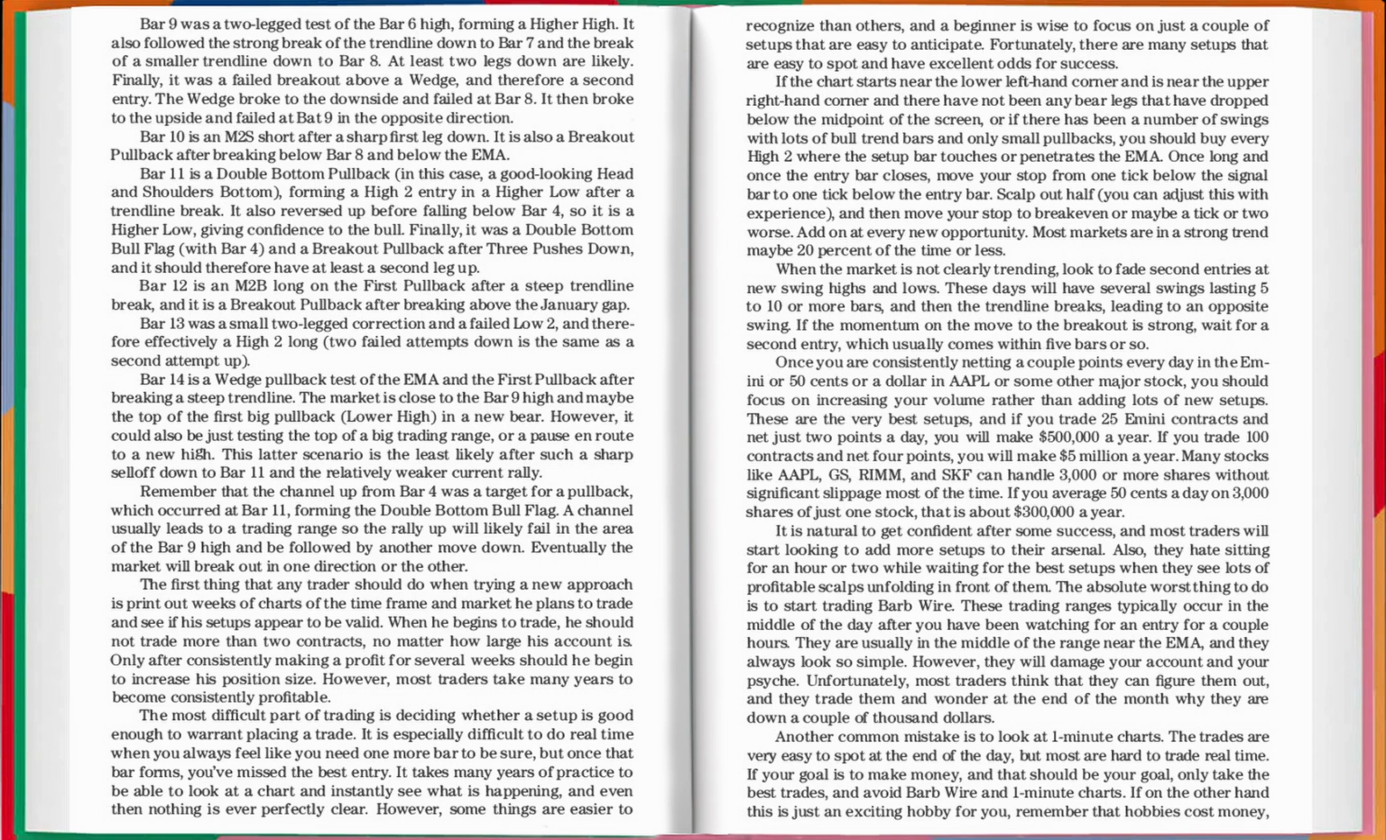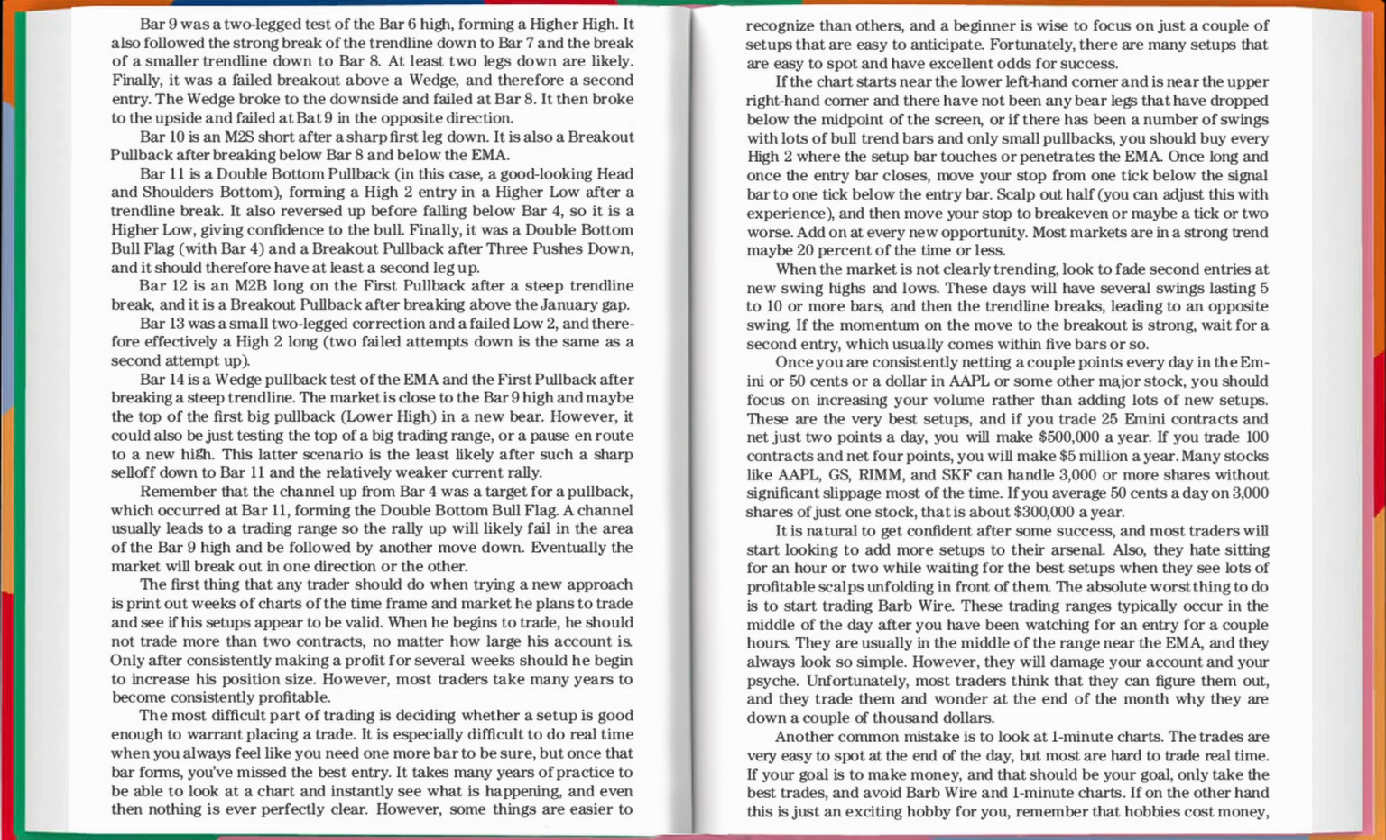The absolute worst thing to do is to start trading barbed wire. These trading ranges typically occur in the middle of the day after you have been watching for an entry for a couple hours. They are usually in the middle of the range near the EMA, and they always look so simple. However, they will damage your account and your psyche. Unfortunately, most traders think that they can figure them out, and they trade them and wonder at the end of the month why they are down a couple of $1,000s.